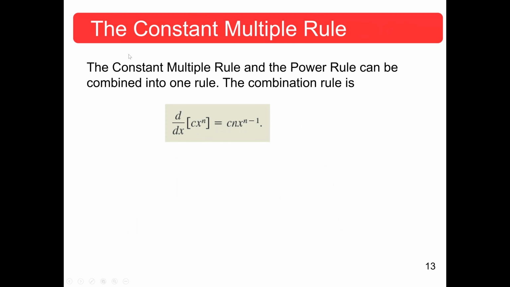So here we should know that the constant multiplier rule and also the power rule can be combined into one rule. And the combination is as follows. So we have a derivative of c x to the power n. It will be c times n x raised to the power n minus 1. And this is what we use on different occasions. Always leave the constant value alone. If you have x to the power n, then find the derivative of x to the power n and multiply by c. So that's what we have here, cn x to the power n minus 1.